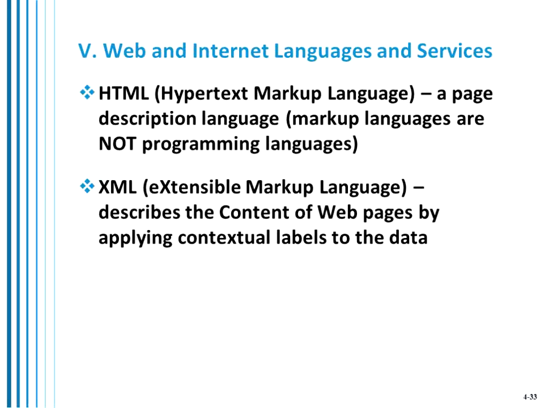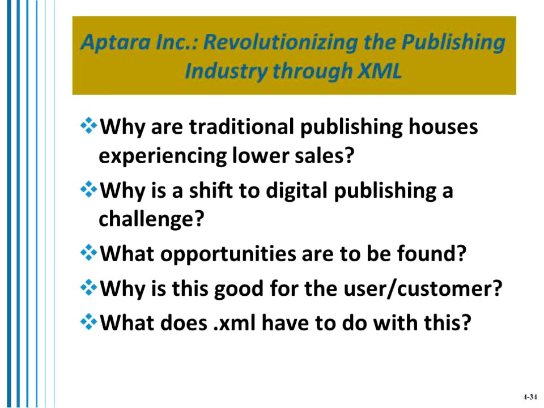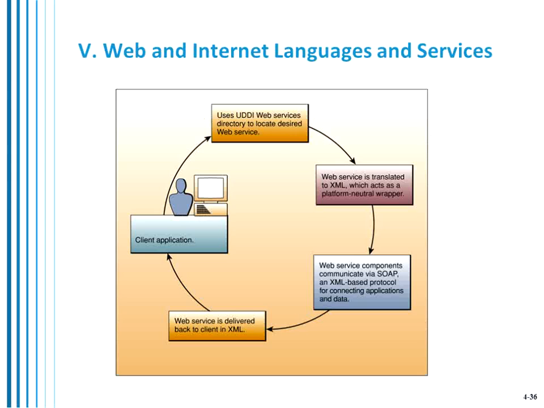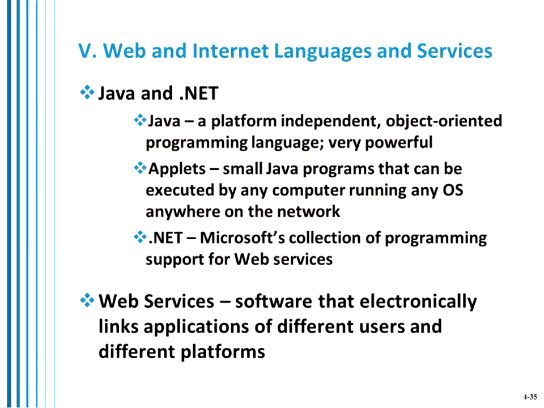Then there are some languages in which you develop pages for the World Wide Web. These are called web languages and services. HTML, XML are examples of languages in which you make web pages. Now if you want to make a web application, then you need some other kinds of languages like Java, like .NET. With the help of Java and .NET, you not only make web pages, you make web services. You make software which runs on the World Wide Web.